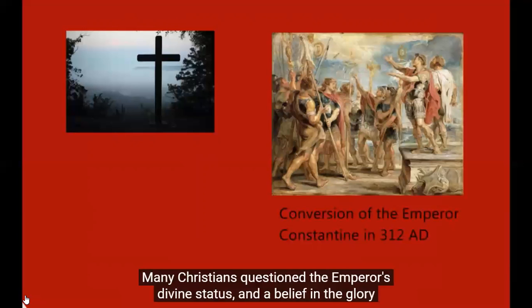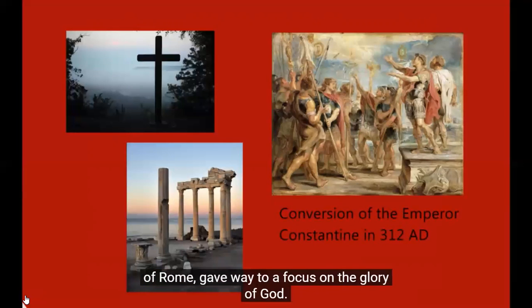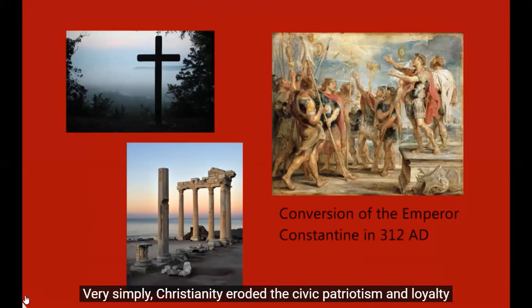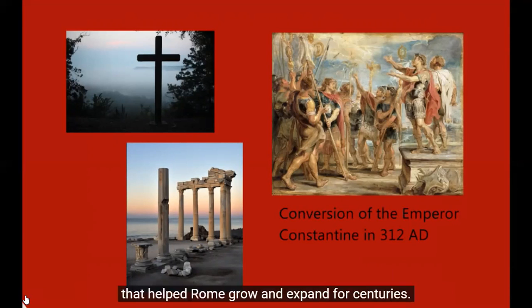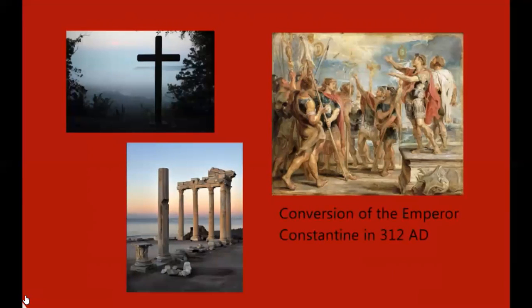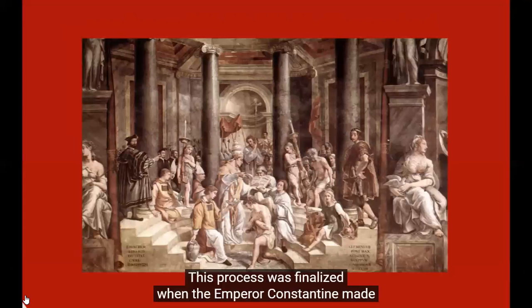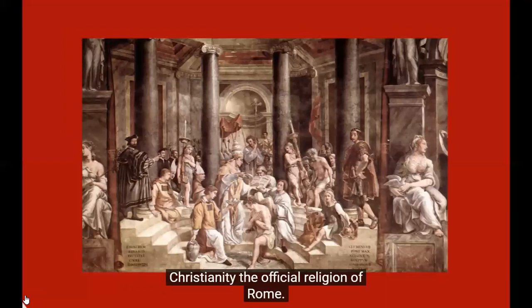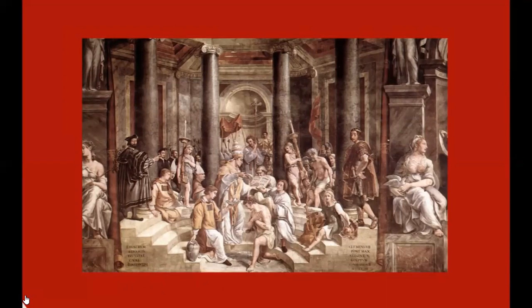Many Christians questioned the emperor's divine status, and a belief in the glory of Rome gave way to a focus on the glory of God. Very simply, Christianity eroded the civic patriotism and loyalty that had helped Rome grow and expand for centuries. This process was finalized when the Emperor Constantine made Christianity the official religion of Rome.